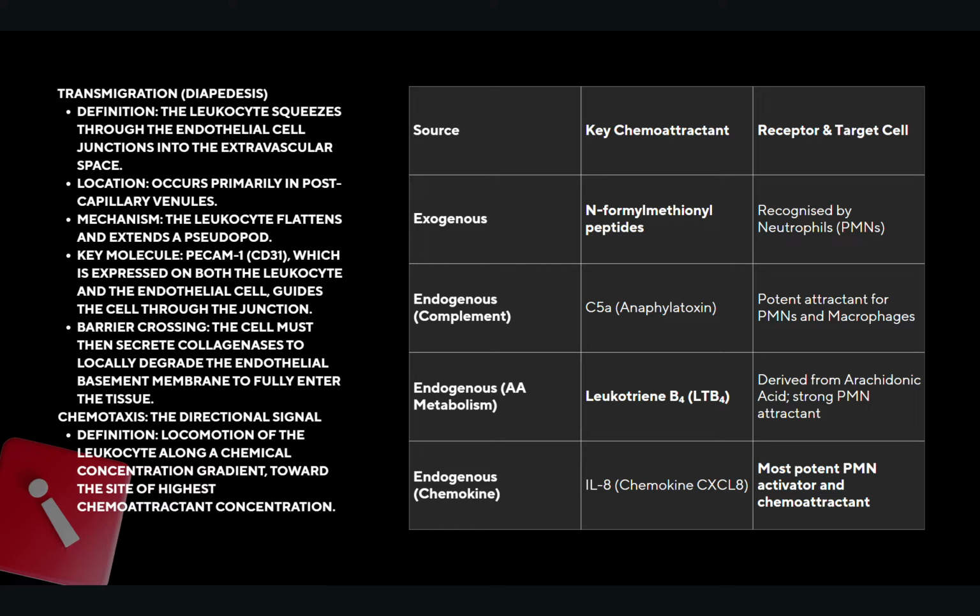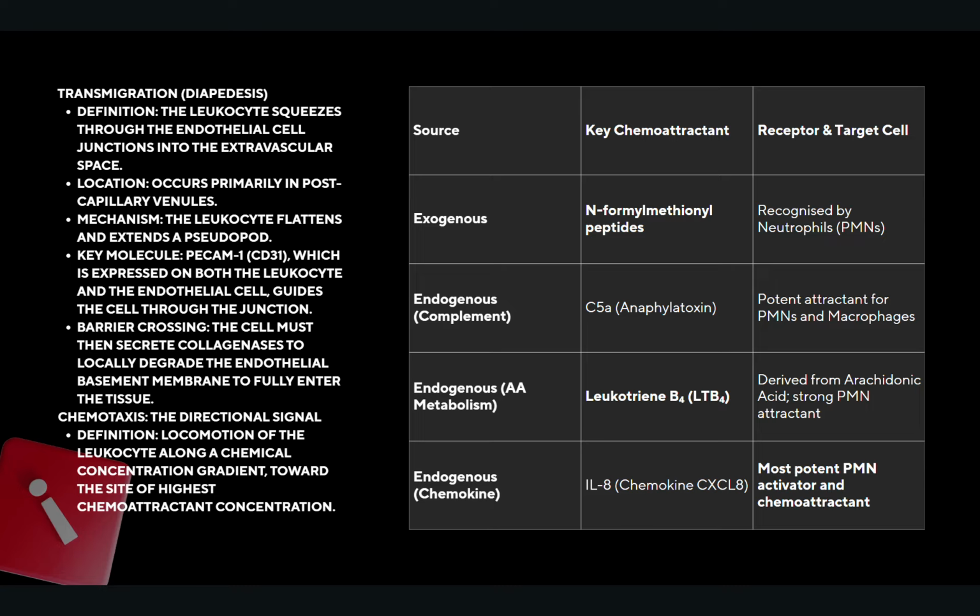Exogenous and endogenous. So exogenous ones are the bacterial products themselves, specifically N-formyl methionine peptides. Neutrophils are exquisitely sensitive to these, and the endogenous ones are the body's own signals. C5a, a highly potent split product of the complement cascade. It's a critical attractant for both neutrophils and macrophages.